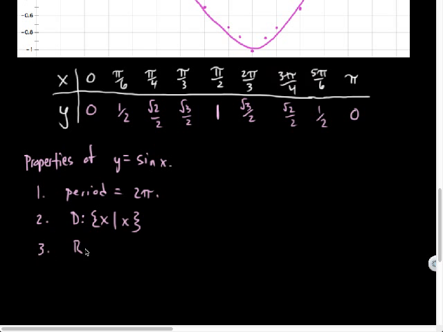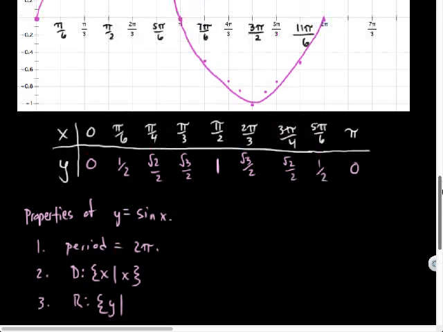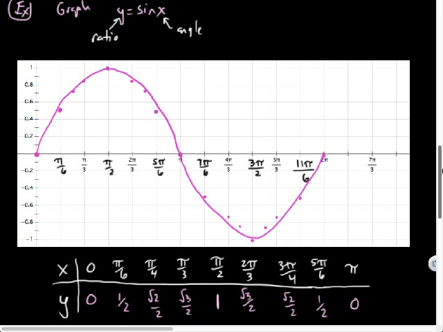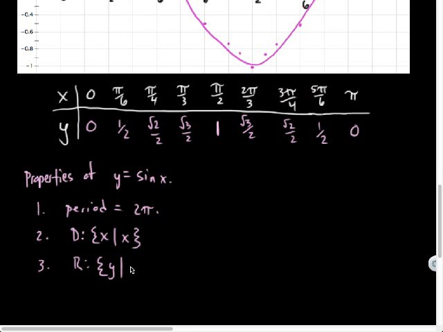What is the range of the function? The range is the set of all y such that, well, this one's a little bit more restricted. What's the highest it goes? 1. What's the lowest it goes? -1, right? So my y values are just bouncing back and forth between -1 and 1. So it's the set of all y such that -1 is less than or equal to y is less than or equal to +1.